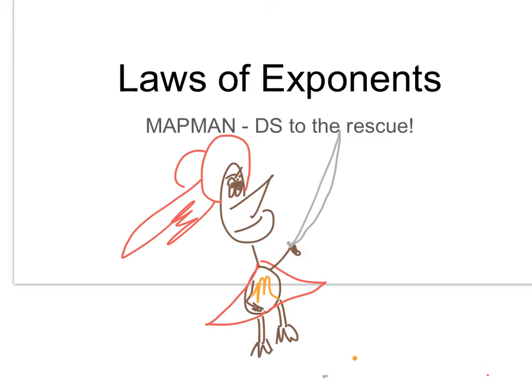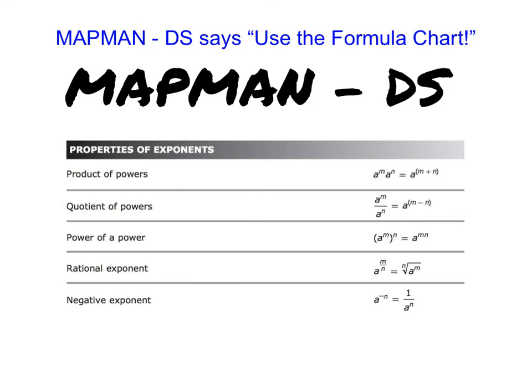The artist, formerly known as Super Chicken, has come out of retirement as Map Man, King of the Dirty South, in order to help you learn and remember your exponent rules. And what Map Man says is that you need to use your formula chart. You're going to have that formula chart on the STAR test on your district checkpoints, so use it. And then Map Man can help you remember what they all mean.